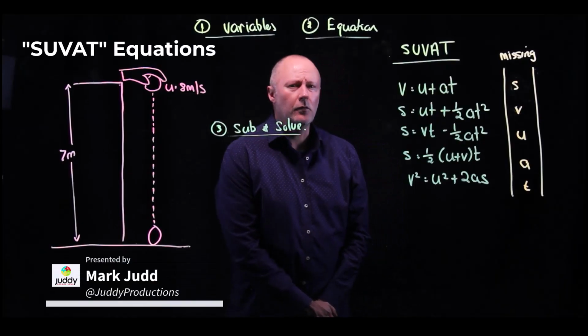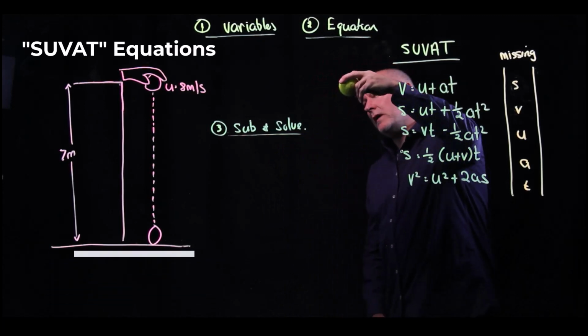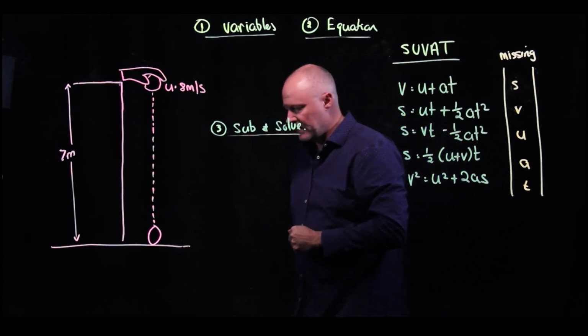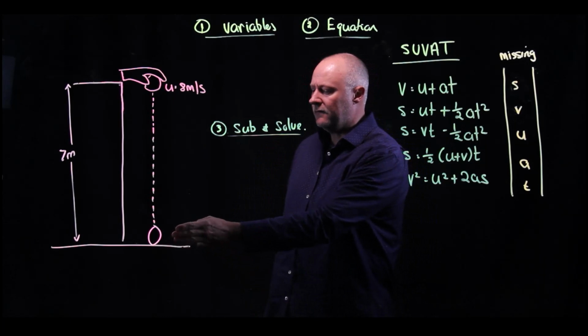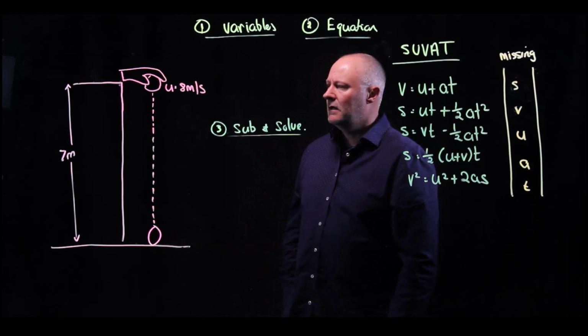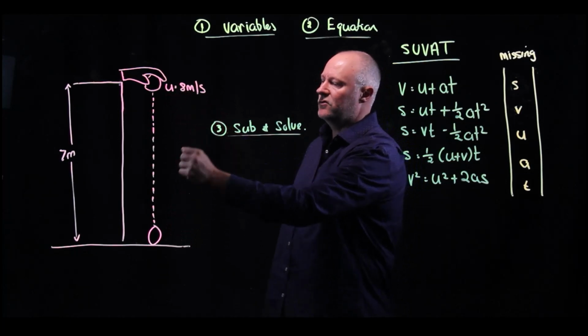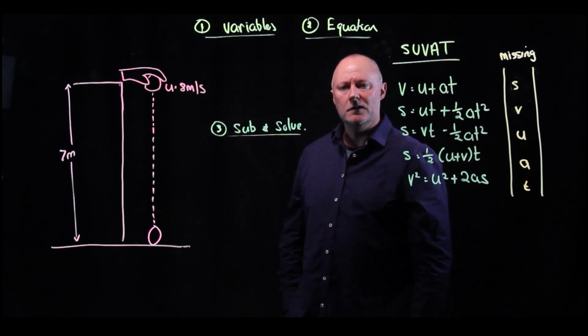Our third video for projectile motion involves a tennis ball being thrown downwards at a velocity of 8 meters per second. And we have two questions we need to answer. The first is, what's the impact velocity of the ball as it hits the ground? And the second one is, how long does it take? What time does it take for this ball to travel 7 meters and strike the ground with an initial velocity of 8 meters per second?